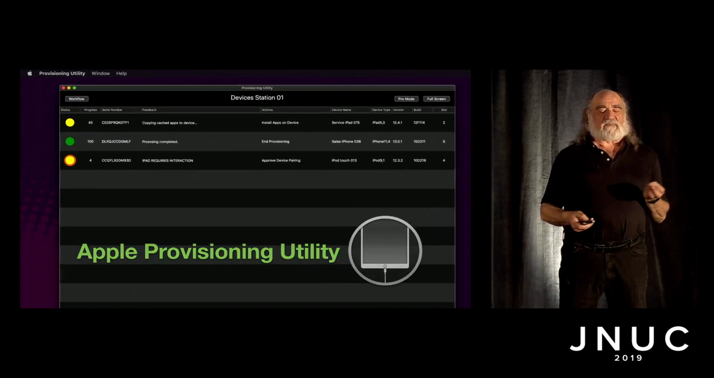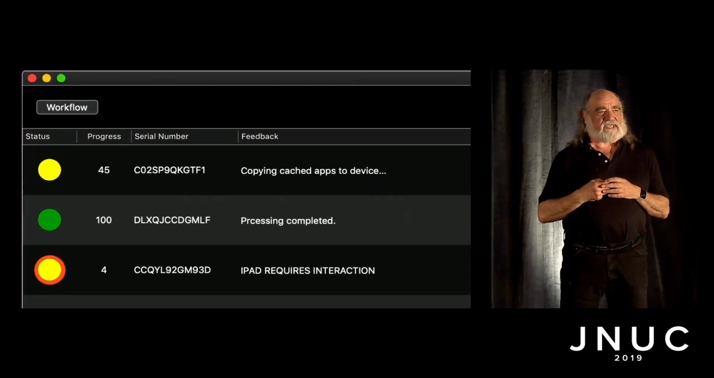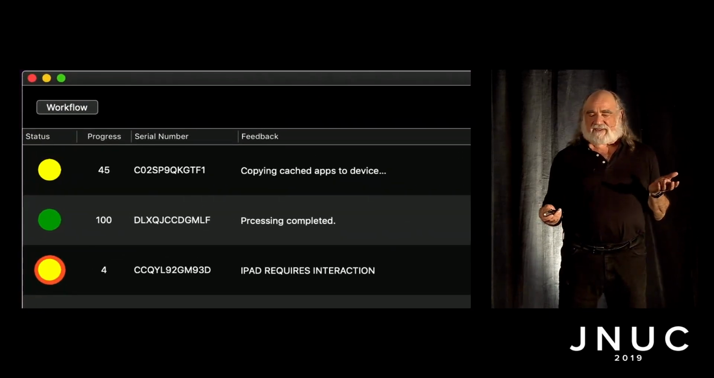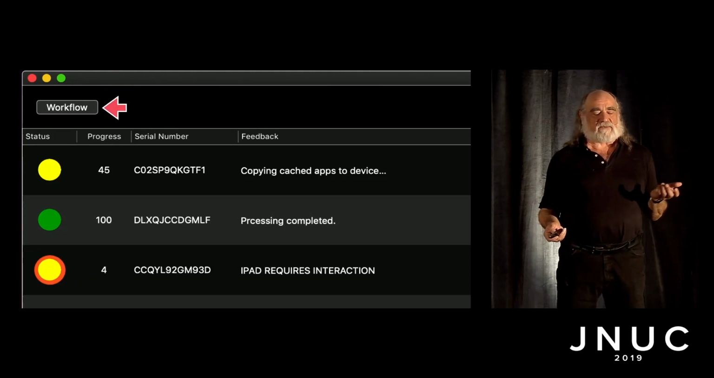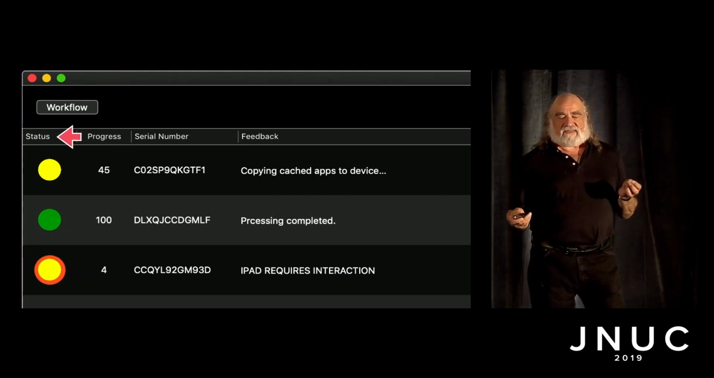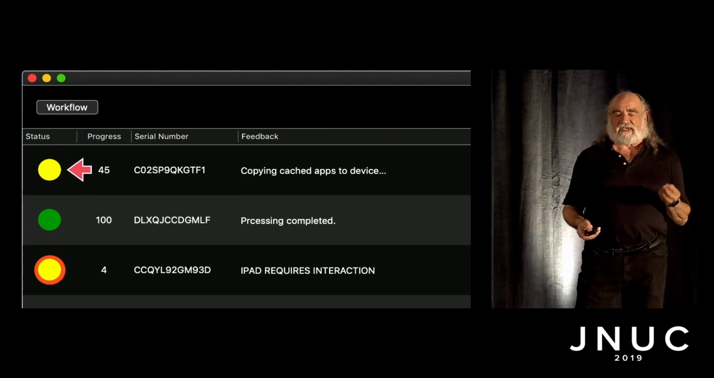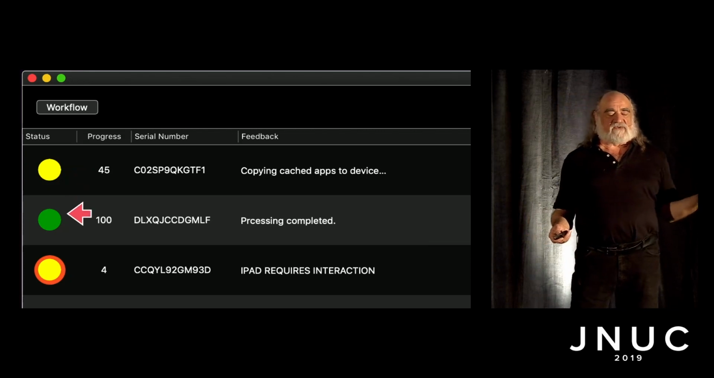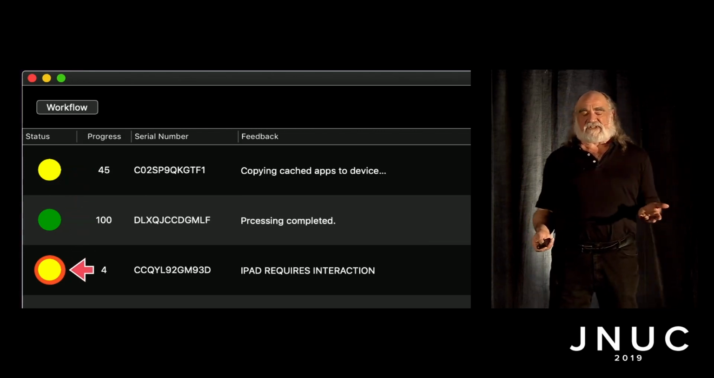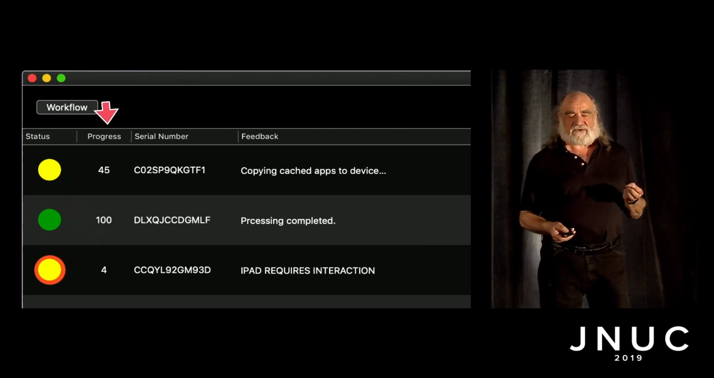Now, here's what the Apple provisioning utility looks like. Let me give you a quick tour, and we're just about done. There's a workflow button that you would select to choose your workflow. Then there are status lights. It starts off blue, then it goes yellow when it's processing, green when it's completed. It can even let you know if there's a problem and you have to intercede.